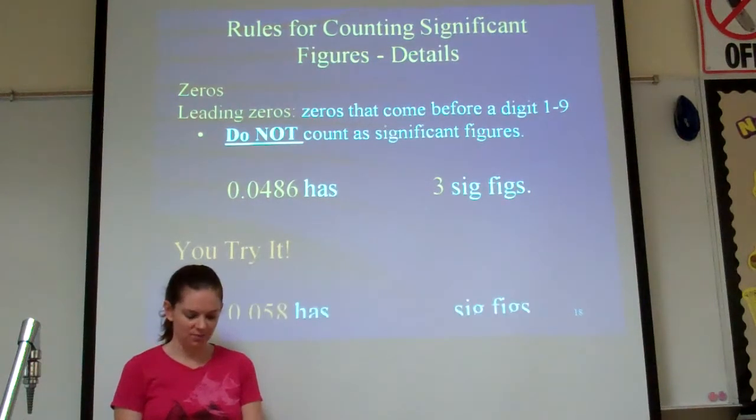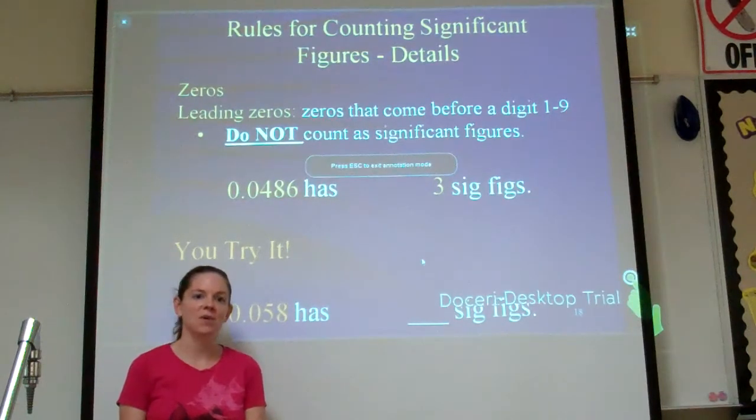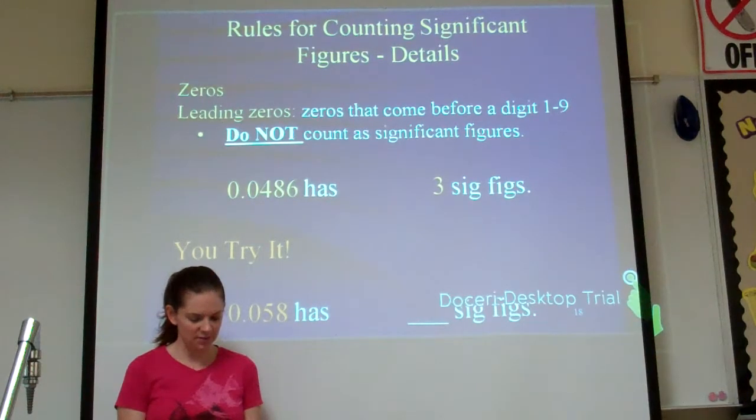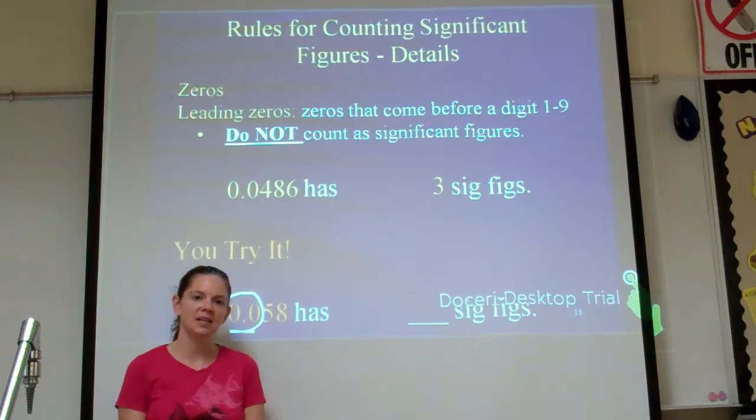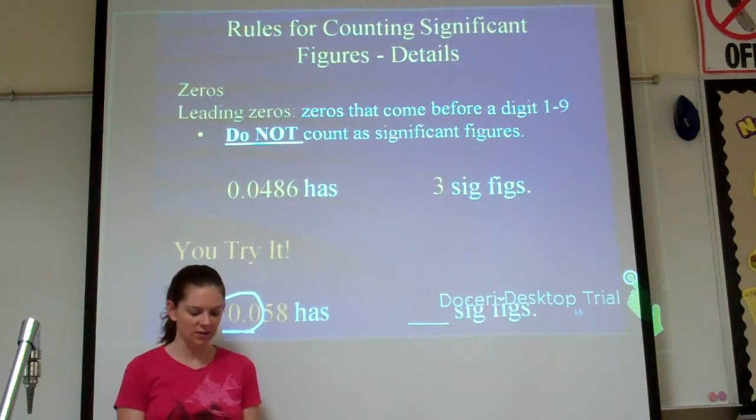Let's have you try it. 0.058 has how many significant figures? Looking, these zeros come before digits 1 through 9, so these are leading zeros. They do not count. So the only numbers that count here are the non-zero integers, 5 and 8. So it has 2 significant figures.